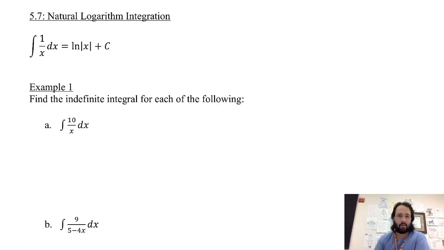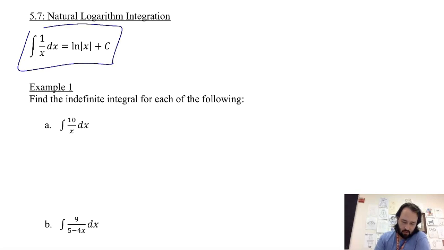Alright, today we get to look at natural log integration. Just a reminder, this is the general rule for natural logs. If I have the integral of 1 over x, that comes out as ln of x.